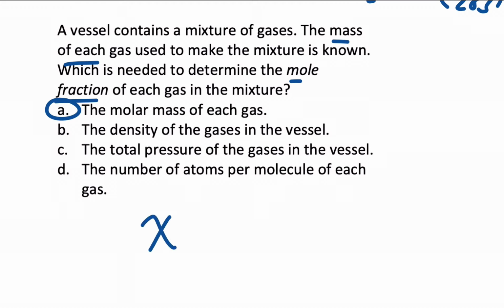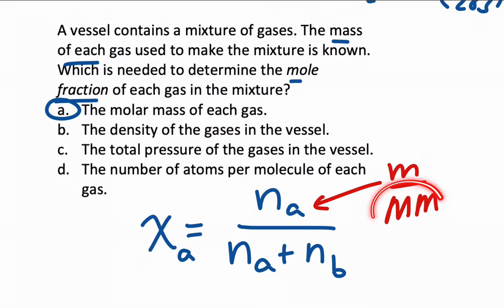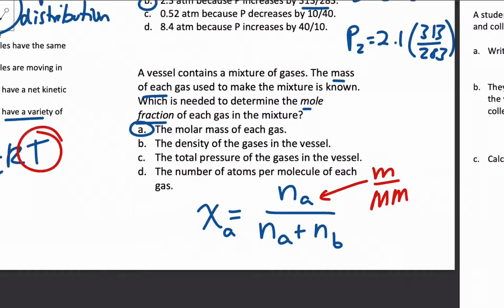So mole fraction is simply, if you have the mole fraction of one part, it's the moles of that substance divided by the total moles of everything. So if it's, let's say, 2 gases, that's it. It's a unitless value. And remember, moles is mass over molar mass. So what we're missing is the molar mass of each gas.